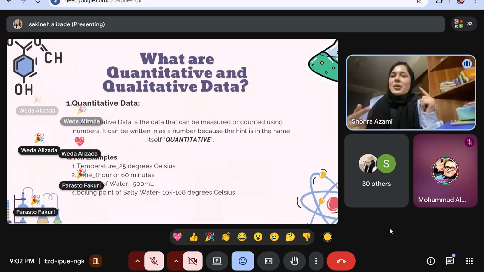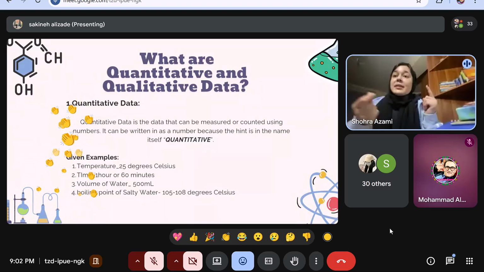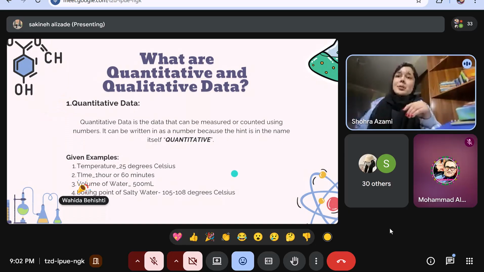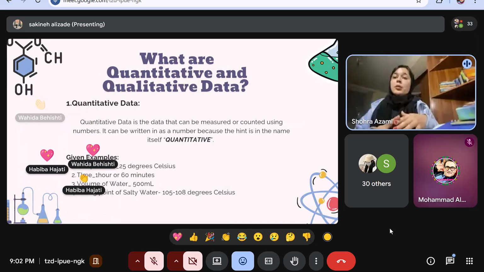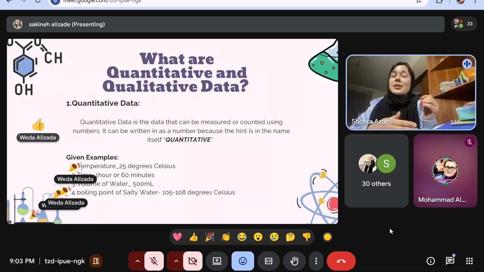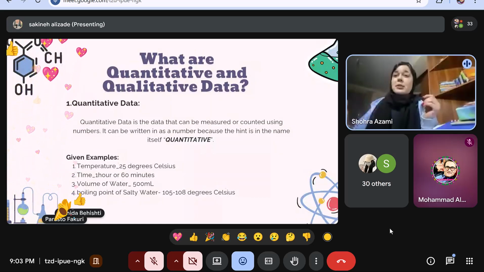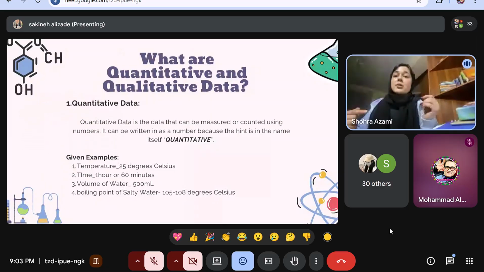When we talk about something, we have to understand it by mind, not just words. So when we say the word quantitative, what is it itself? It's coming from the word quantity. So the word quantity is definitely referring to numbers. What numbers? Like temperature, time, volume, boiling point of water or salty water, and so on. For example, temperature, 25 degrees Celsius. That 25 degrees Celsius is actually referring to numbers, 25. The hint is in the words, numbers themselves.